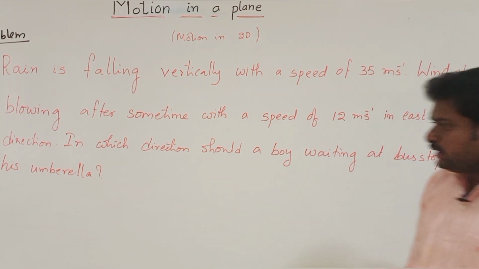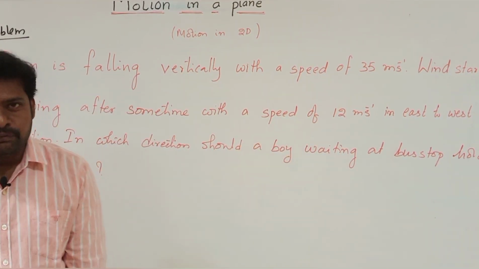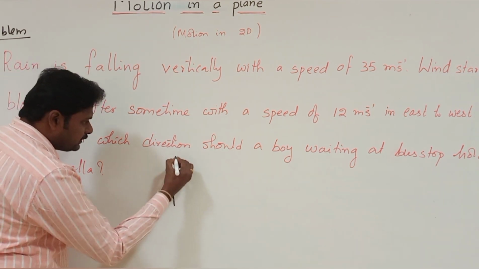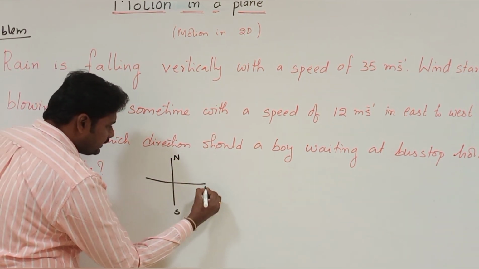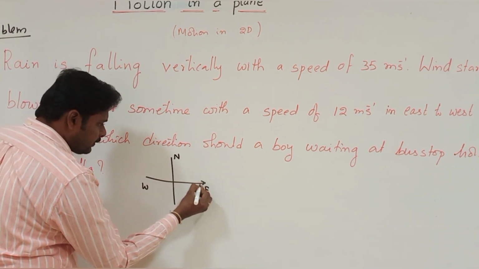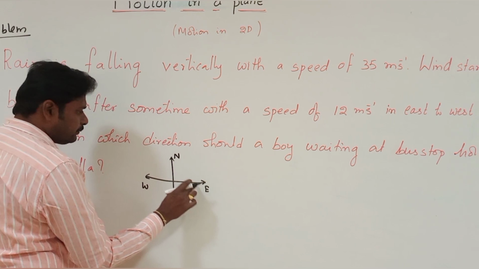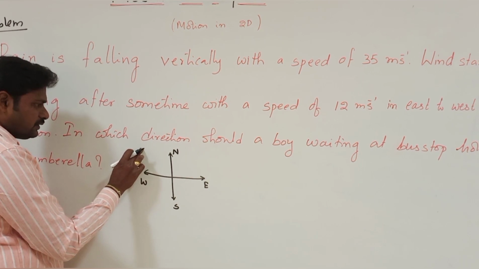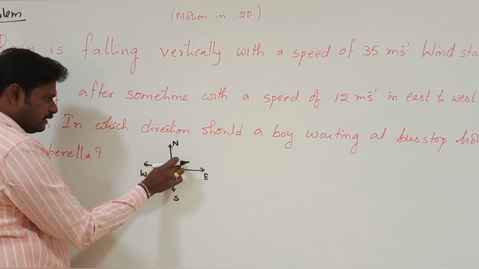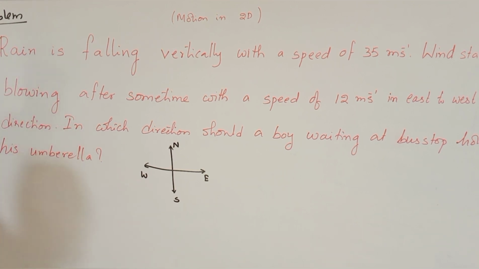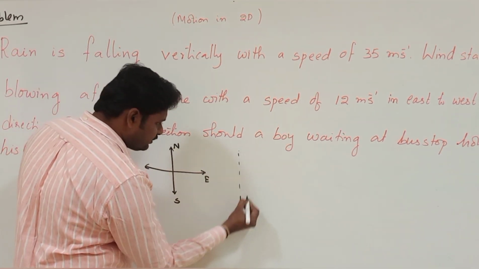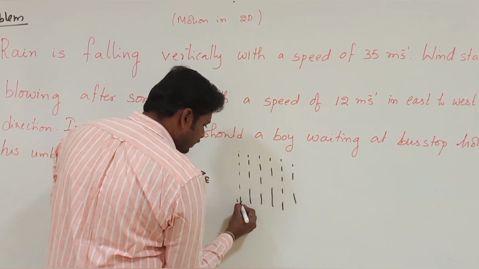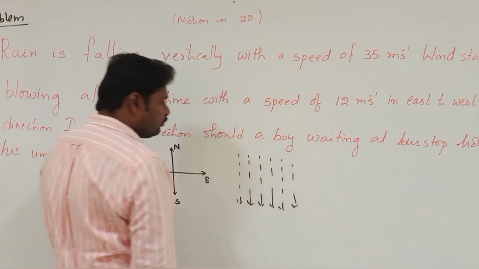Let's see, simple. Let's picturize the problem. Then we'll come to numerical analysis. Of course, this is north, south, east, west. This is northeast, southeast, southwest, northwest. 45, 45, 45, 45, total it will be 360 degrees. Here, rain is obviously falling down, downward direction, vertically downward.